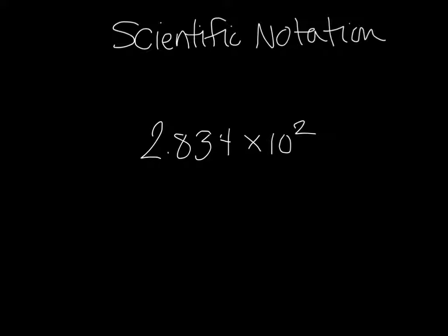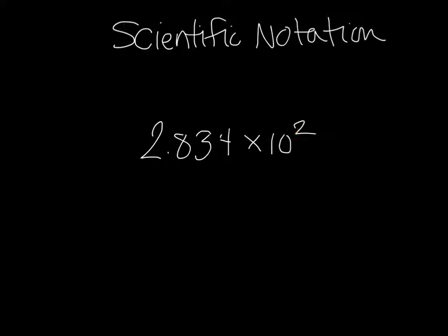Scientific notation is something you've seen several times, and the simplest thing to look at is that it's just telling you this number is not actually 2.834 because of this. And so what it's telling you is that the decimal needs to be moved, and this is giving you a clue as to how to move it.